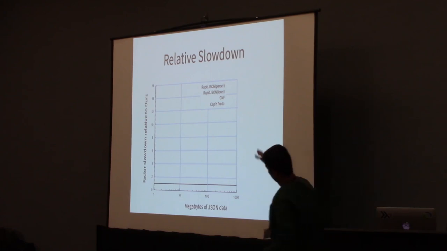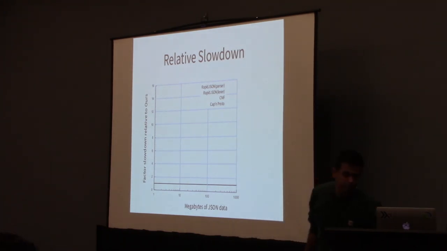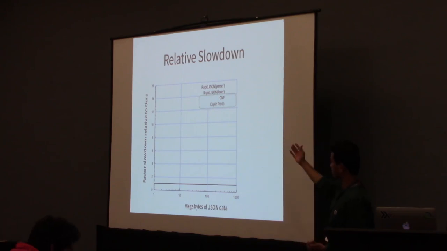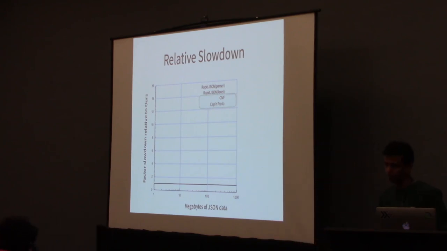For these sort of programs, we compare against CNF and Cap'n Proto, and to process them, we have to pre-process the JSON data into their respective serialized formats. For Cap'n Proto, we run a small script which converts the JSON data into their serialization format. And we do the same thing for CNF and for our compiler.